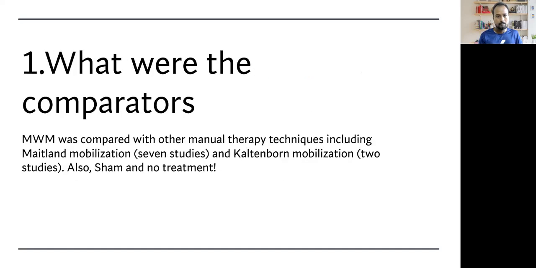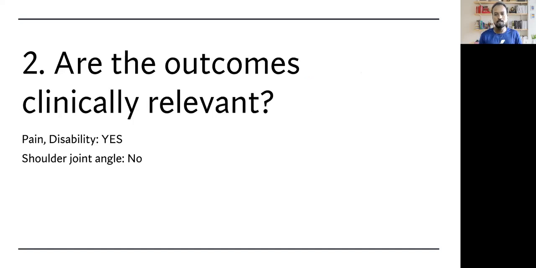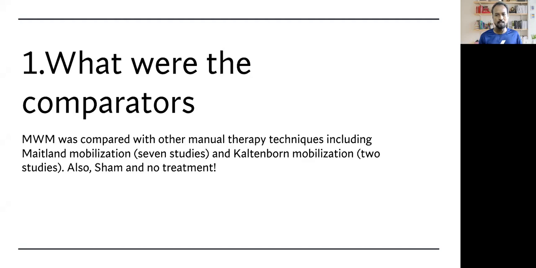Okay, the next question is, are the outcomes they measured relevant? Pain and disability scales were measured in many studies. Yes, that is relevant. Shoulder joint angle is not really a relevant outcome. That is in the sense that changes in shoulder mobility, that is joint angle, have to ultimately result in changes in pain and disability. So when you measure pain and disability, that is what matters. Any change in range of motion without a consequent change in pain and disability is irrelevant. So joint angle is not really a good outcome.